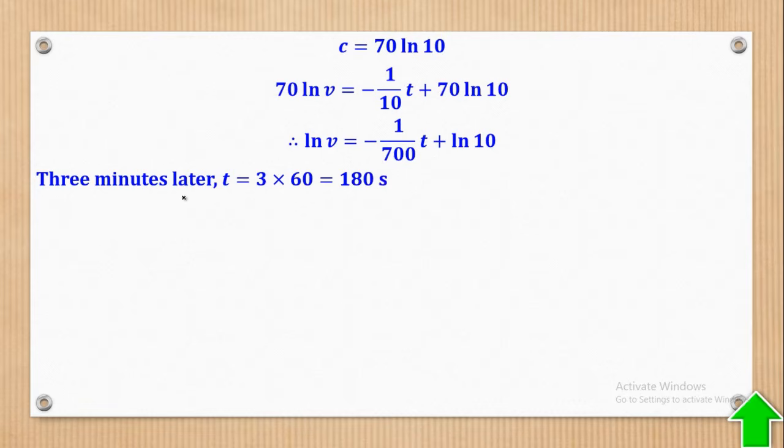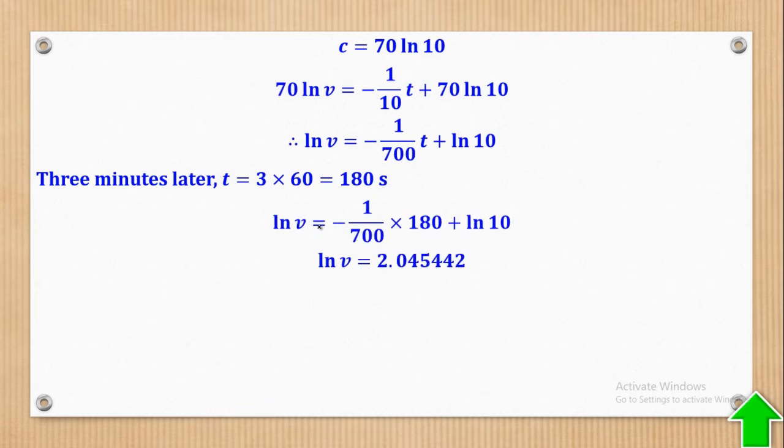Now 3 minutes later, t is equal to 3 times 60 because the time is in seconds. We are using time in seconds because the velocity was in meters per second. Now that per second means that time has to be in seconds. So come and substitute for t and look for a way of making v the subject. So v will be equal to that.